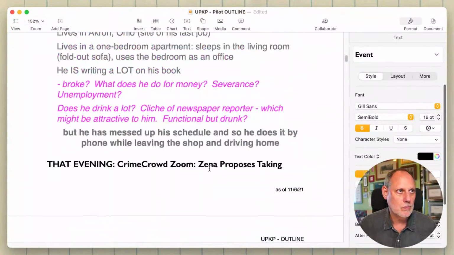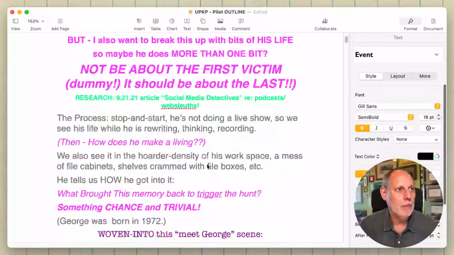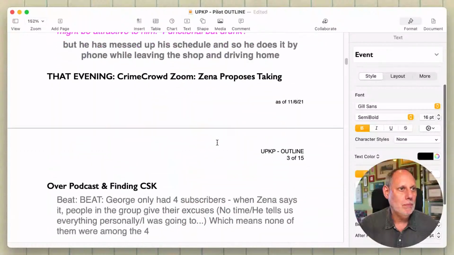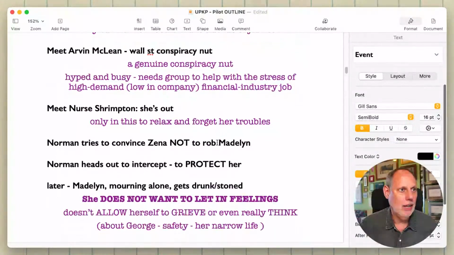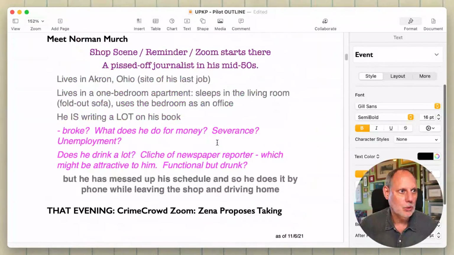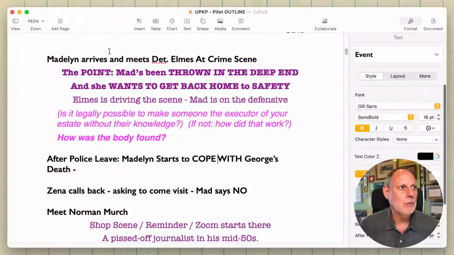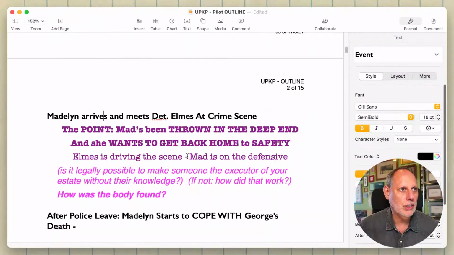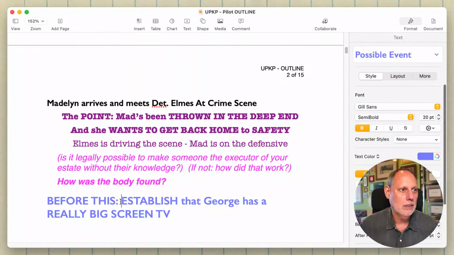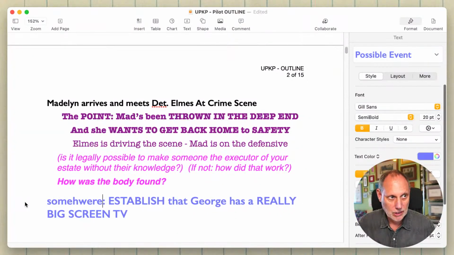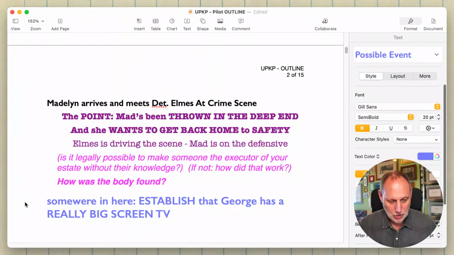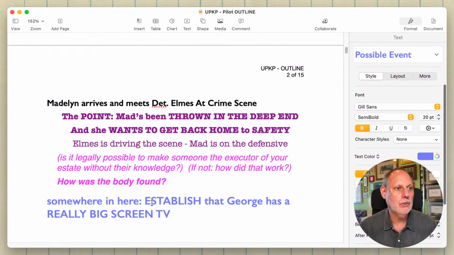So actually, it's going to be way back here. All right. When we meet Madeline at the house. All right. So when we get to the house, where is it? Ah, Madeline arrives, George's house. Okay. So, somewhere in here. All right, we are going to establish that George has a really big screen TV.